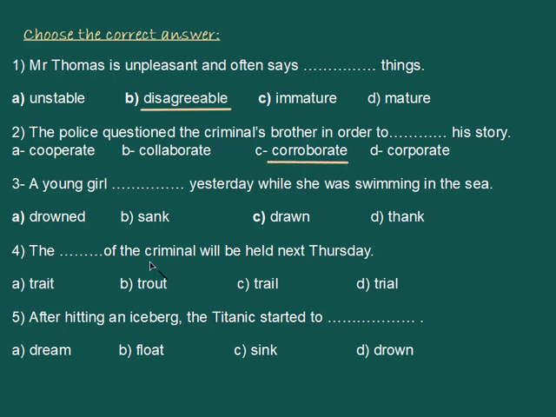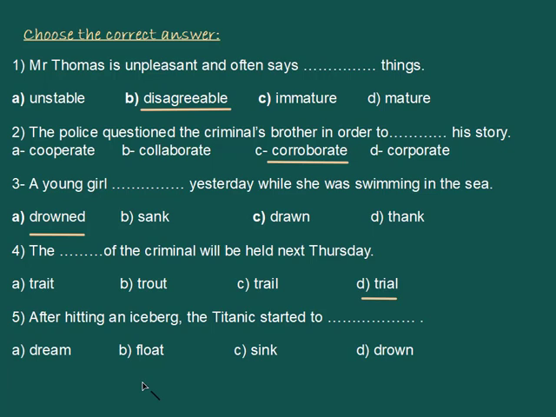Number 3, a young girl drowned yesterday while she was swimming in the sea. Okay, I feel that now you are thinking about the word drowned or sank. We said before that the word drown is for people and sank for things. So I can't say a young girl sank, I can say a young girl drowned. Number 4, the trial of the criminal will be held next Thursday. So I need to choose a word which means a case in a court. So of course it's the word trial. Which one? C or D? Yeah, this is letter D. Great.